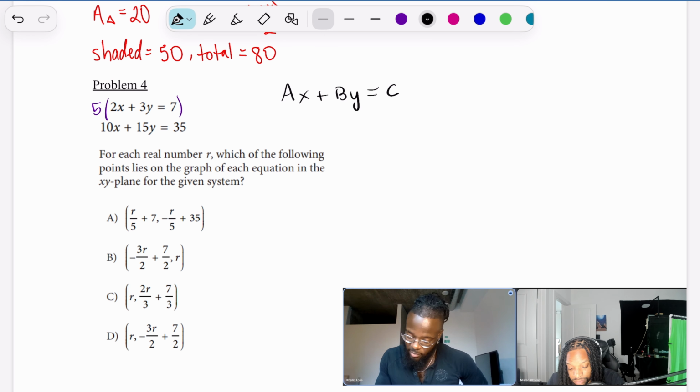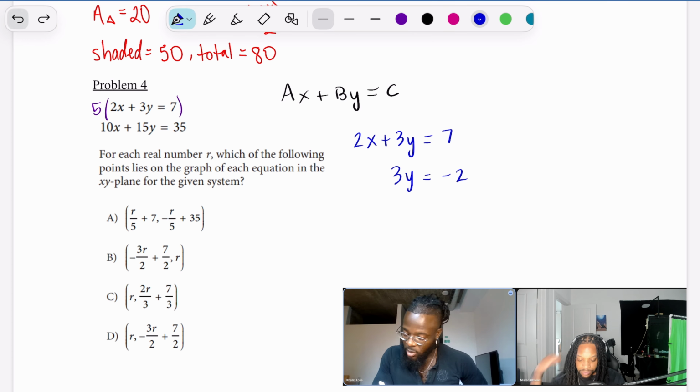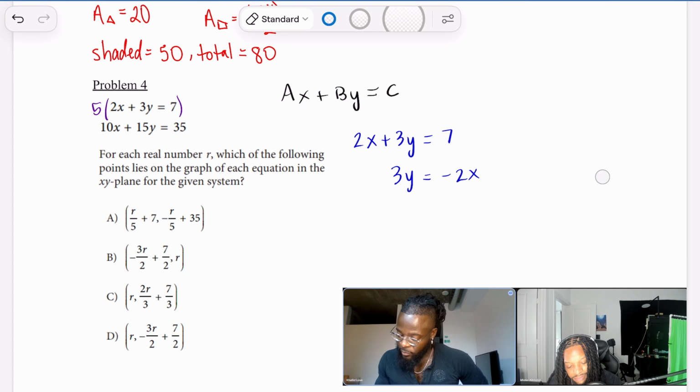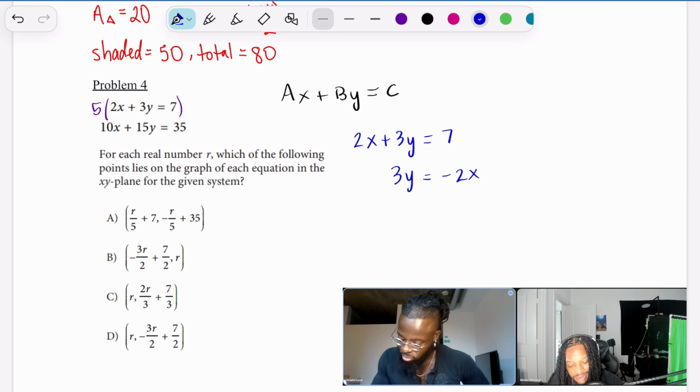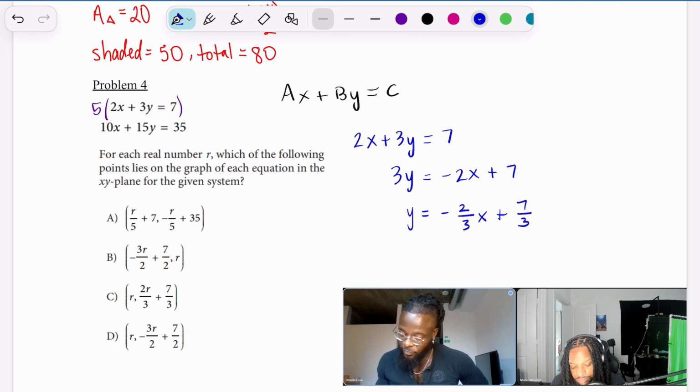Yeah. So I guess probably put this in slope intercept form. So we have 2x plus 3y equals 7. If I subtract 2x from both sides, I get 3y equals negative 2x plus 7. Hopefully, y'all are good with me just writing that next line. Then divide by 3 on both sides. So y equals negative 2/3 x plus 7/3.